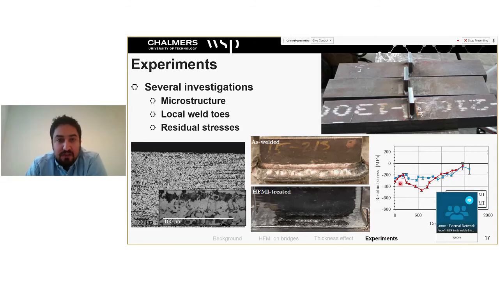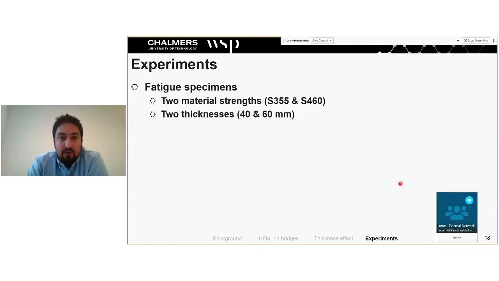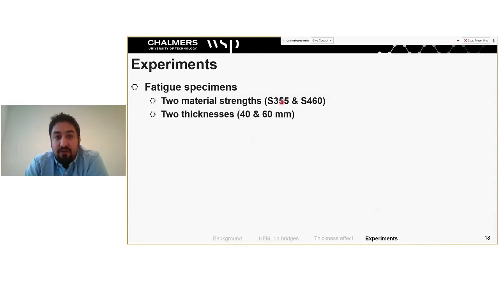But I will not discuss this more. I will go directly to the fatigue strength results. What we tested was two different steel grades, the conventional 355, which is used today in bridges, and also a bit higher one of 460. And for the main plate, we chose to look at 40 and 60 millimeters, which can be the relevant cases in bridges.